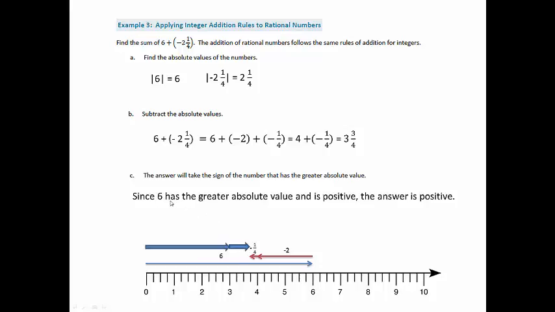So since 6 has the greater absolute value and is positive, my answer is also going to be positive. The length of the arrow for 6 is longer than the length of the arrow for 2 1/4. And this is what my answer would be.